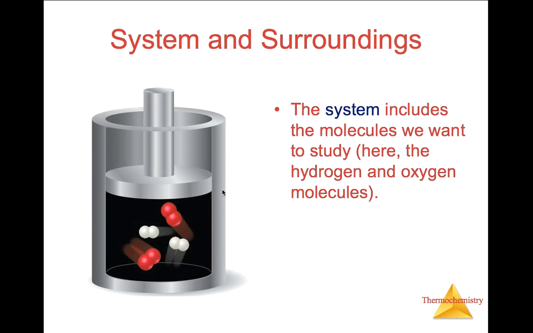To be able to define where energy is transferred from and to, we use the terms system and surroundings. The system includes the molecules or the atoms or the ions that we want to study. Here in this picture, it's these red and white molecules. The surroundings are everything else. They're this container that's shaped like a piston. They're the air that surrounds this thing. They're anything else that is not the molecules or ions that we're interested in.